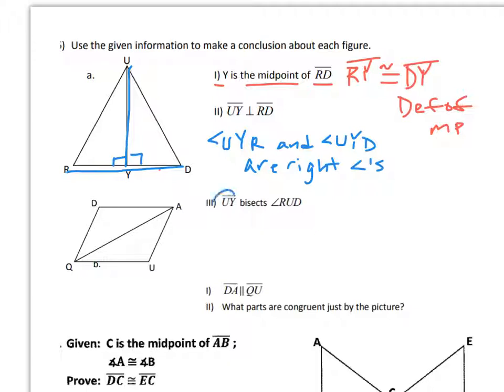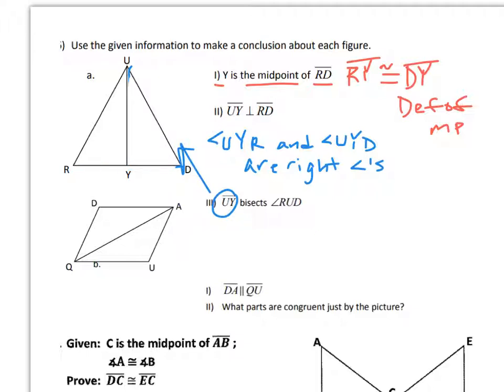All right, UY... oh no, we're missing weird letters, bisects RUD. Something got messed up on our picture. Oh no, this goes with this one. Sorry about that, y'all. I'm together with my life.